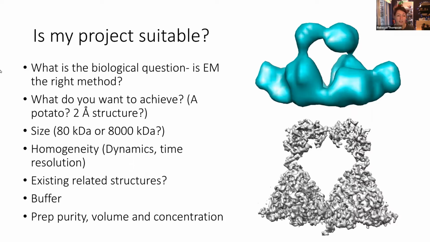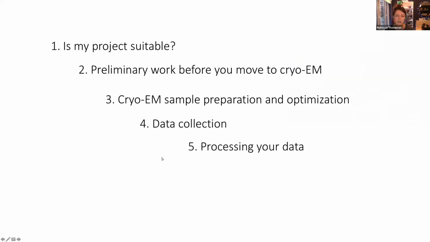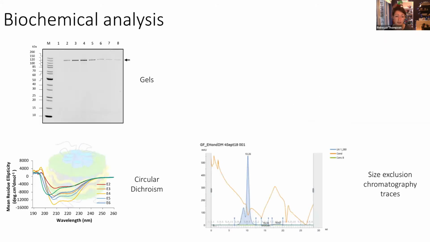So all of this comes back to, we'll leave that there for a second. Preliminary work before you move to electron microscopy. Typically, if we were looking at an application with somebody saying, hey, I've got a protein complex and I'd like to move to electron microscopy, the minimal expectation that we would normally have is a gel analysis, and depending on the complex, normally size exclusion chromatography traces.